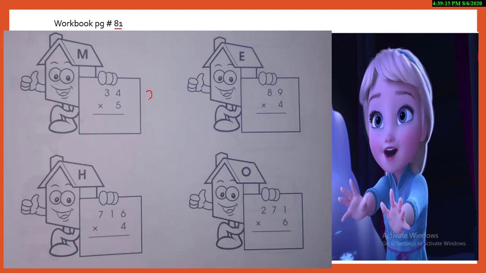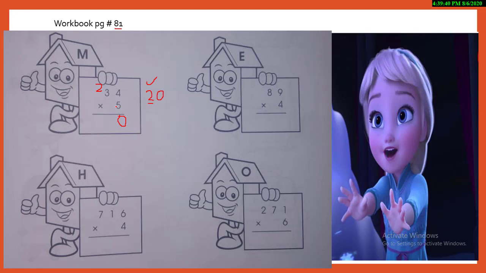5 fours are 20. Okay, we got the two-digit number answer. So what you're gonna do, you will write down 20. The number at the left side, the number at the tens place, will be carried on. So 2 will be carried on and 0 will come as the answer.